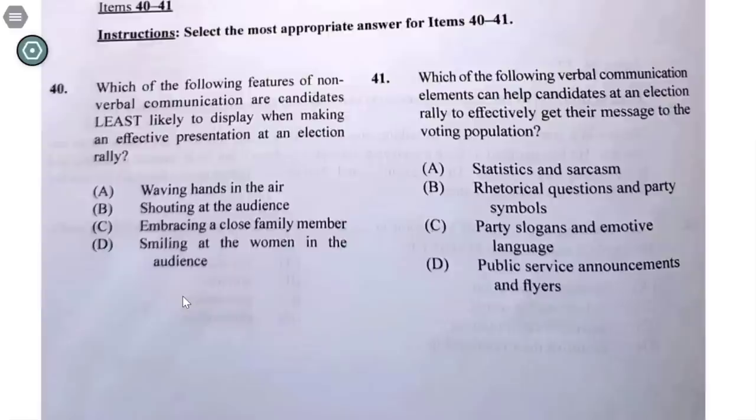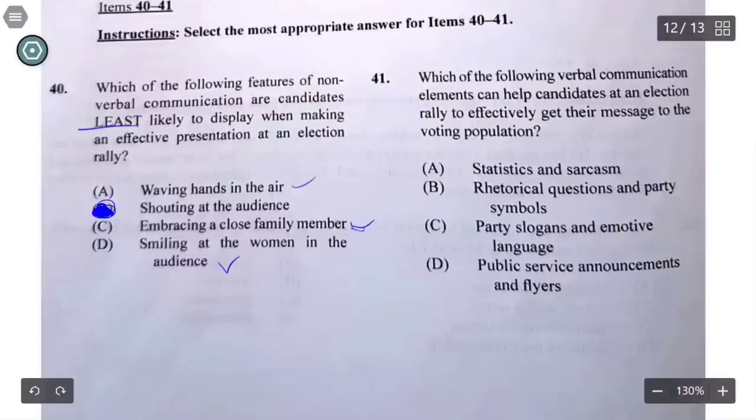Now, which of the following features of nonverbal communication are candidates least likely to display when making an effective presentation at an election rally? Least likely. Pay attention to these words. Least likely to display. The candidate waving hands in the air, maybe. Shouting at the audience, that's not aggressive, but let's see. Embracing a close family member, maybe. Smiling at the woman in the audience. Of course, you want to let the voters know you're nice with a little smile. So I would go with B, shouting at the audience. That sounds quite aggressive, and I don't like to be shouted at.